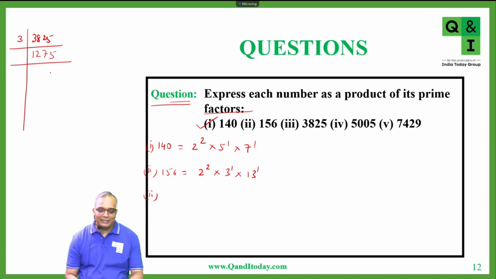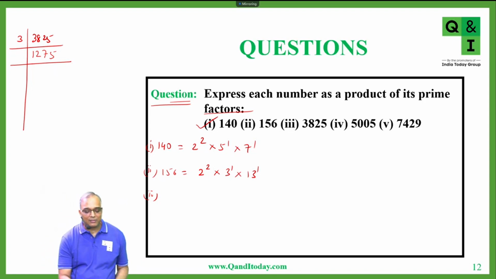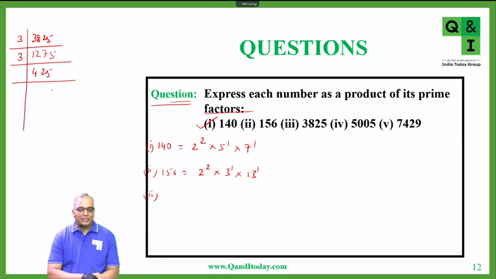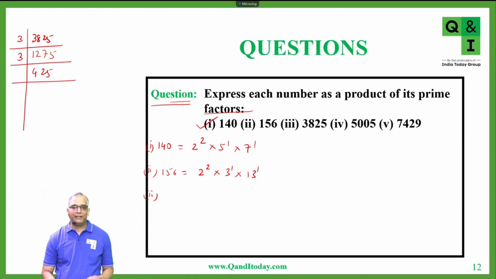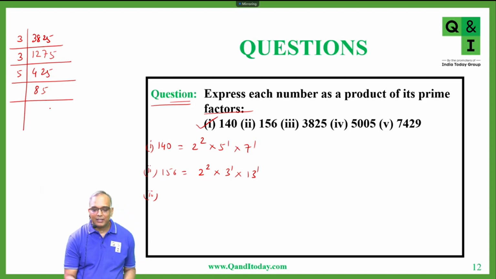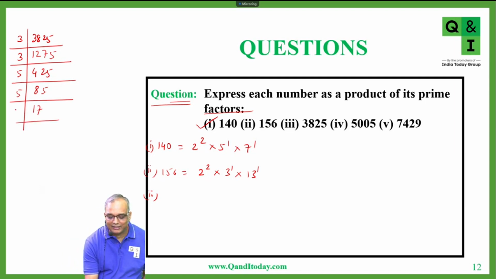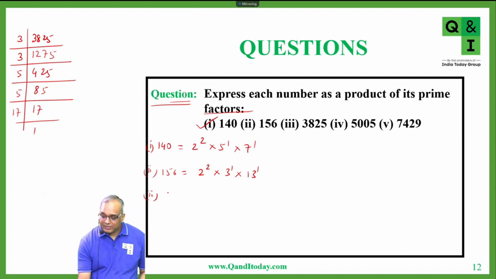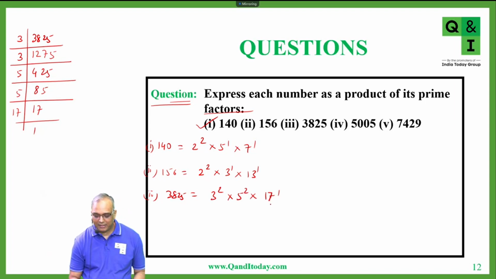So we have 1275. Again, 7 plus 5, 12 plus 2, 14 plus 1, 15. Again, it is divisible by 3. So 3, 4 times, and 425. Now, this is not divisible by 3, but it ends with 5. So we'll divide it by 5. 85. Again by 5, we'll get 17. And by 17, we'll get 1. So 3825 can be written as 3 square, 5 square, 17 to the power 1.